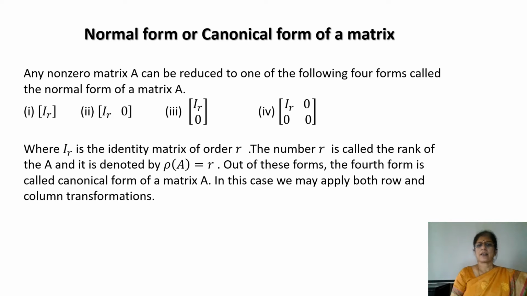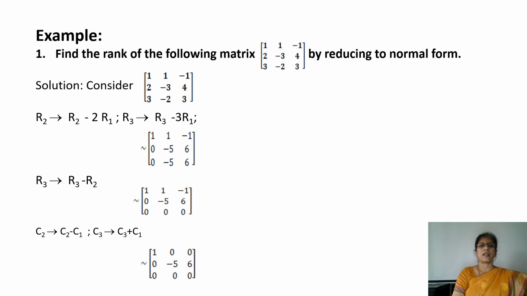In this case, we apply both row and column transformations. In reducing the given matrices to the normal form, we make use of both row and column transformations. Let us learn the topic through an example. The example is: find the rank of the following matrix 1, 1, minus 1, 2, minus 3, 4, 3, minus 2, 3 by reducing to normal form.